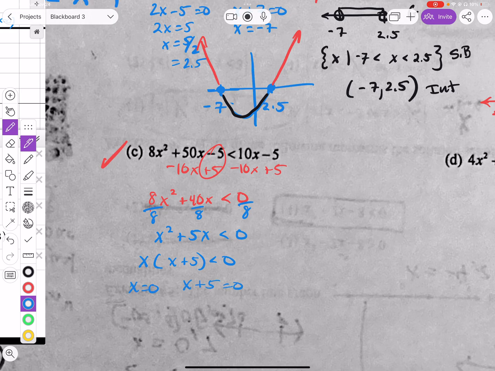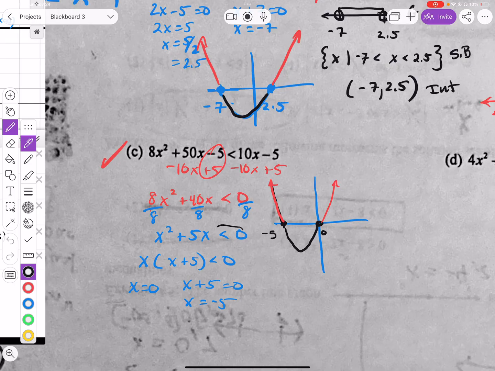Second factor could equal 0. This one I have to solve. I've got my graph now because I know it crosses when x is 0 and when x is -5. It opens up. So there, I should do that in red for my positive y values and my negative y values.